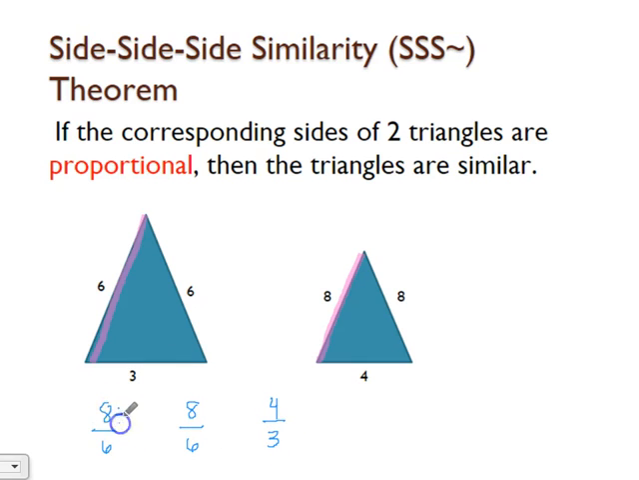And if we divide a 2 out of the 8/6, guess what we get? 4/3. So every single one of these sides has the same scale factor, so we do know that those are proportional. Therefore, we can use the side, side, side similarity theorem to prove that these two triangles are in fact similar.